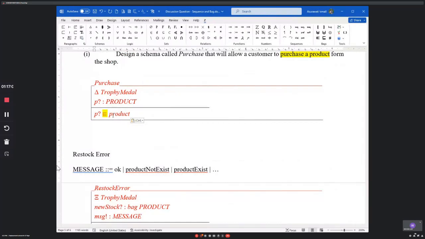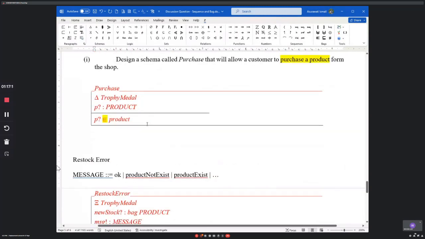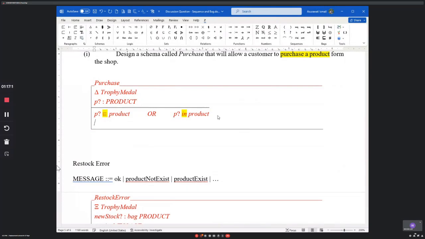So you can do this or you can do something similar like this. In order to allow the customer to purchase a product, the product must exist in the system. So we don't need to worry about the quantity, because the customer wants to purchase one single product only. That means it exists, at least we have one in the system. So you don't really need to do a lot of calculation here.